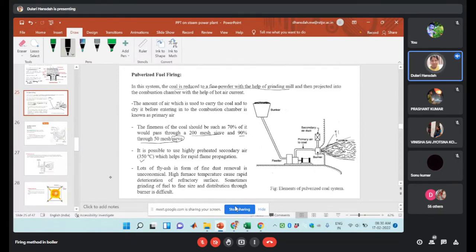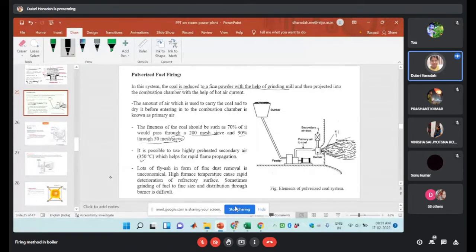Lots of fly ash, in the form of fine dust, and its removal is uneconomical in this case. High furnace temperature causes rapid deterioration of the refractory surface, as the movement of the flame is rapid. So there will be rapid deterioration due to the temperature fluctuation in the refractory surface. Sometimes the grinding of the fuel to a fine size and distribution through a burner is difficult. As the coal size is mentioned as per the sieve size, sometimes it is difficult, because of which we cannot distribute the coal properly through the burner. So this is about your pulverized fuel firing system.